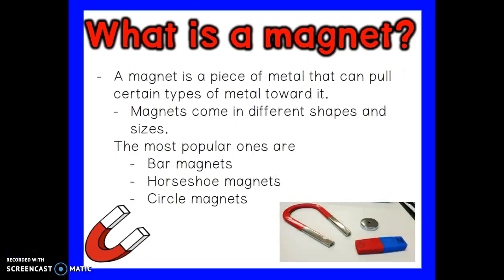What is a magnet? A magnet is a piece of metal that can pull certain types of metal toward it. Magnets come in all shapes and sizes. The most popular magnets are bar, horseshoe, and circle magnets. Magnets can be found on refrigerator doors, jewelry, or computers.